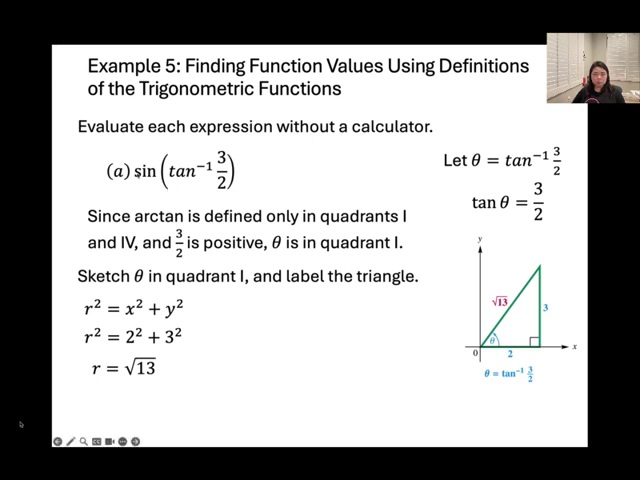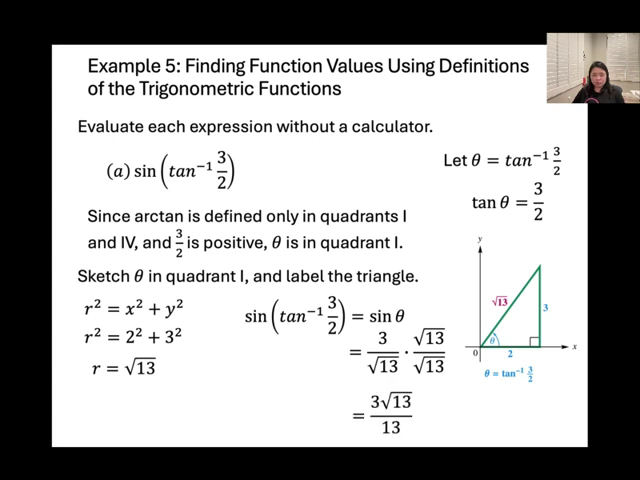Now we're going to look at this expression here. So I can plug in tangent inverse of 3 over 2 equal to theta. So we can replace this with theta. Sine theta. What is sine theta equal to? Sine is opposite over hypotenuse. So 3 over root 13. And then we need to rationalize. So times root 13 over root 13. Final answer, 3 times root 13 over 13.